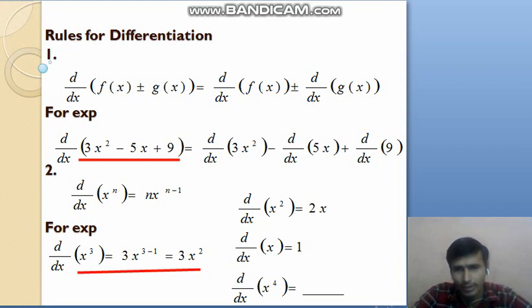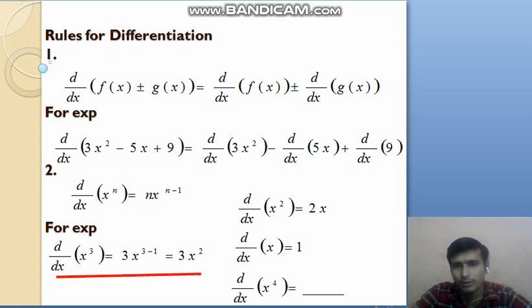So 3x square, right? So you can easily calculate the differentiation of x cube is equal to 3x square. Similarly, the differentiation of x square is equal to 2x. You have to remember how to differentiate this x square. So d by dx of x square is equal to 2x.